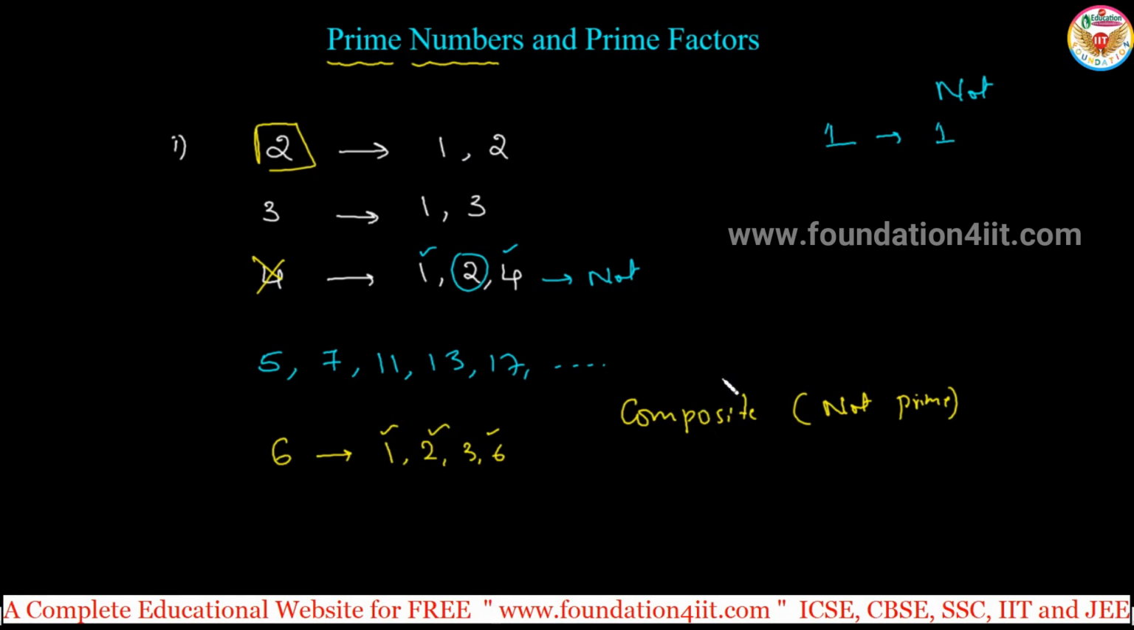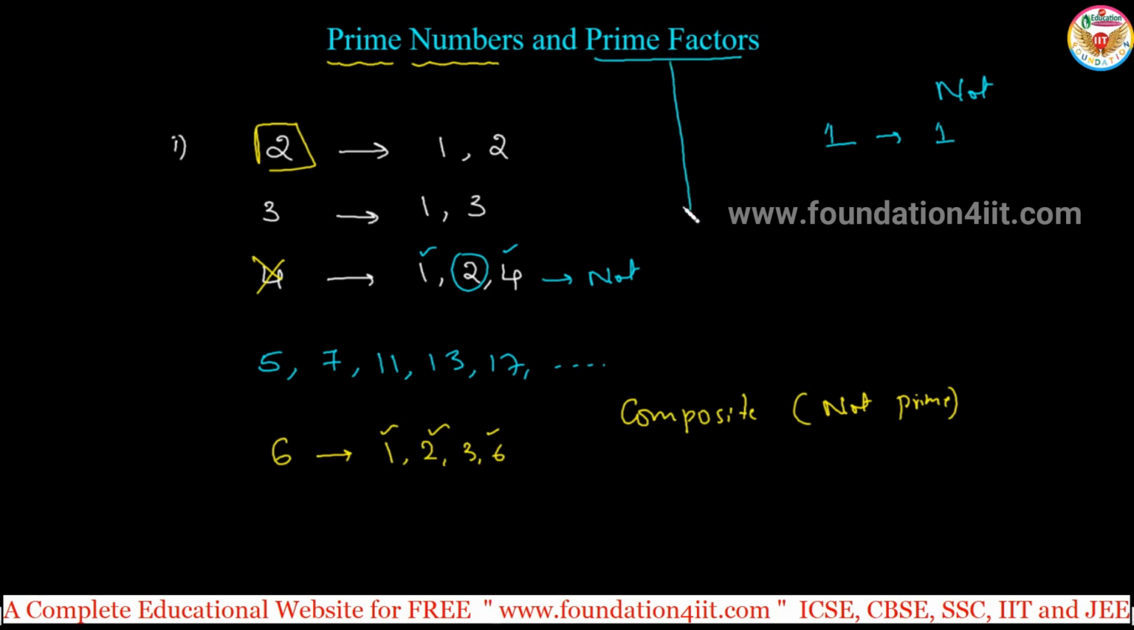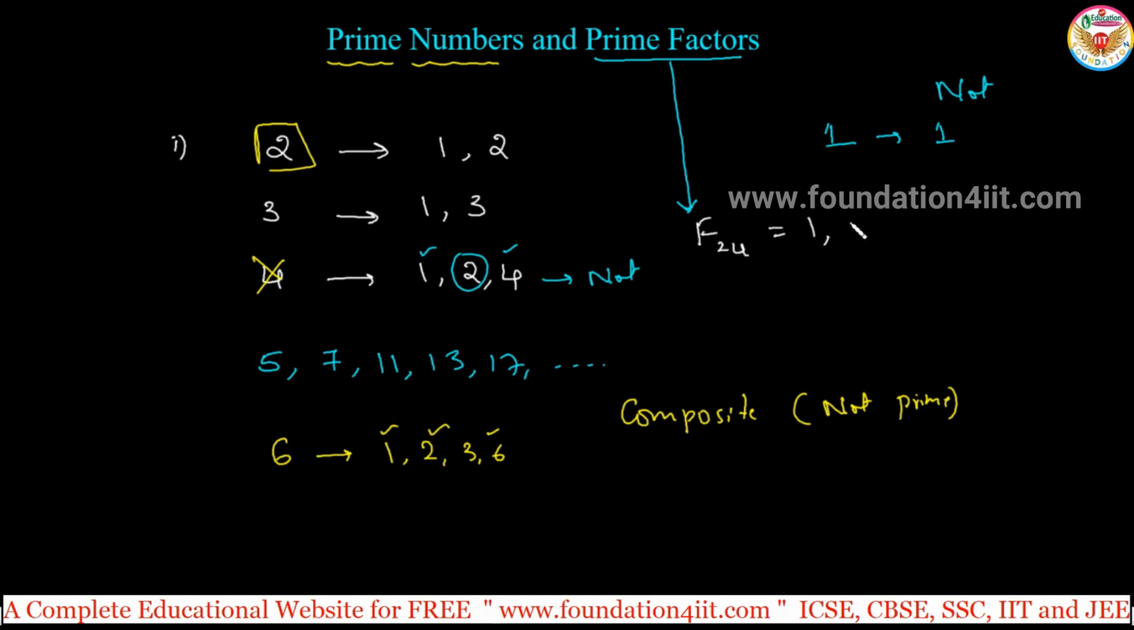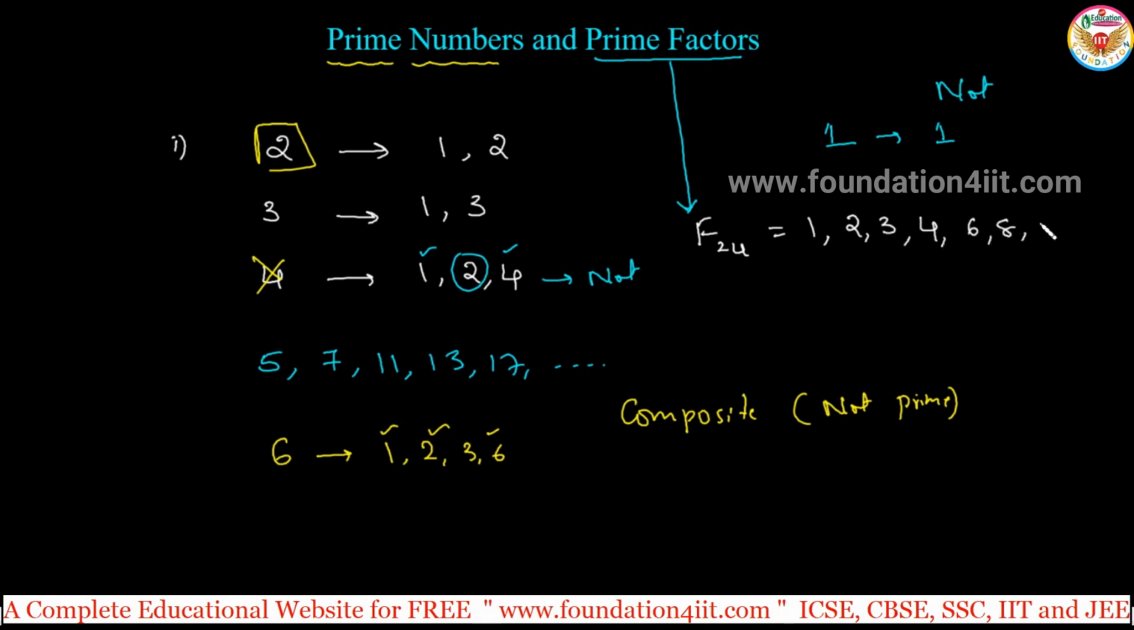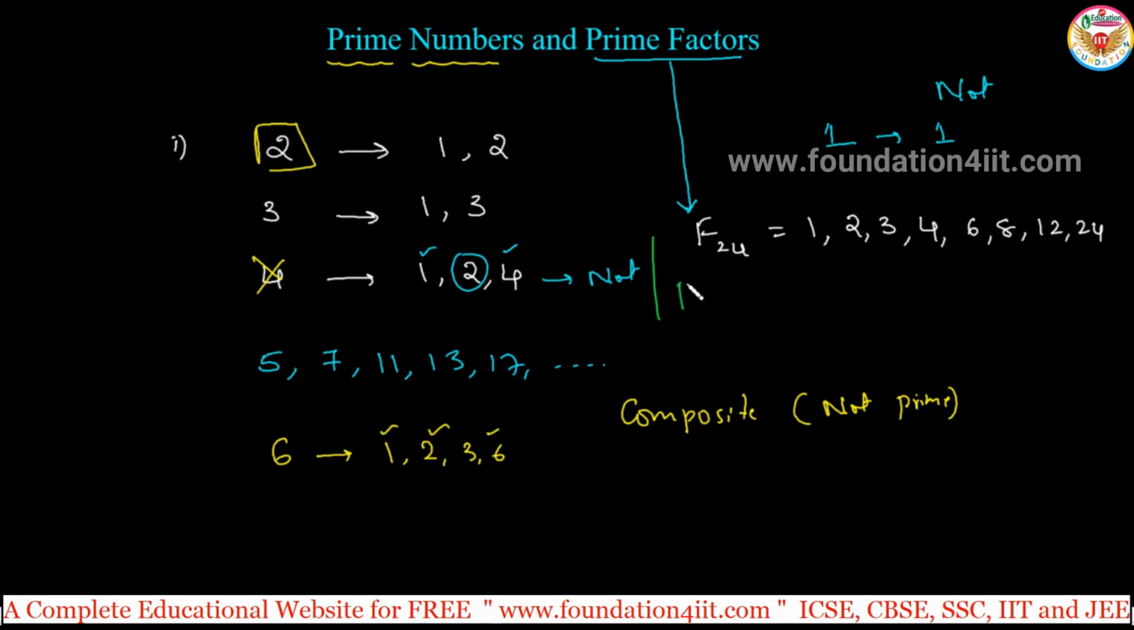Now when you come to prime factors, let us take the factors of 24. We discussed this previously. Let us take the number 24. So the factors of 24 are 1, 2, 3, 4, 6, 8, 12 and 24. So these are the factors of 24. Now from this 24, only the prime factors.